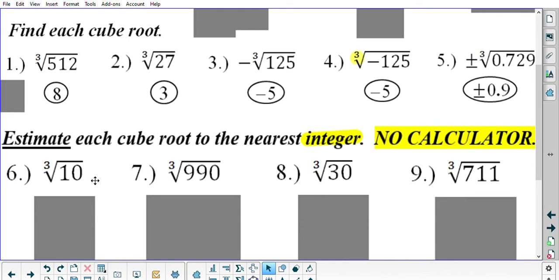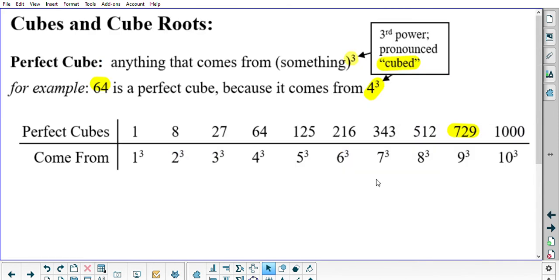It says the cube root of 10. Now, what perfect cube is closest to 10? Go to your chart. The closest perfect cube to 10 is 8. If you accidentally thought it was going to be 9, you're accidentally thinking perfect squares. We're doing cubes here, okay? So the closest perfect cube to 10 would be 8, and that comes from 2 to the 3rd power.